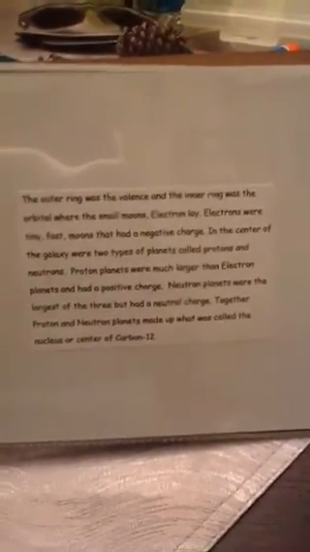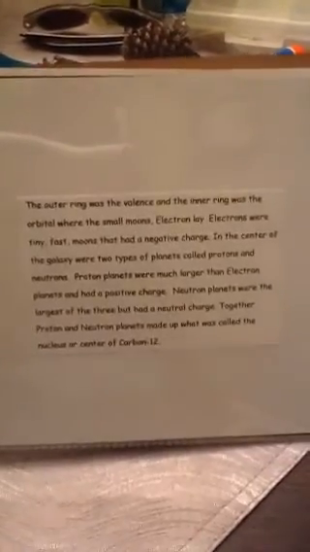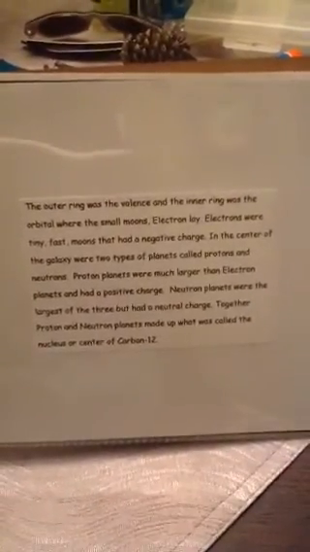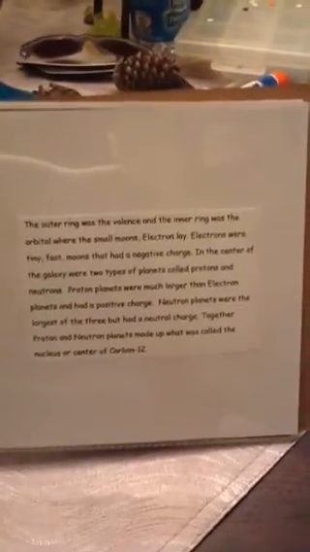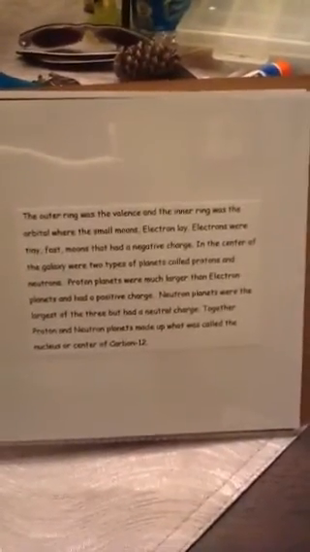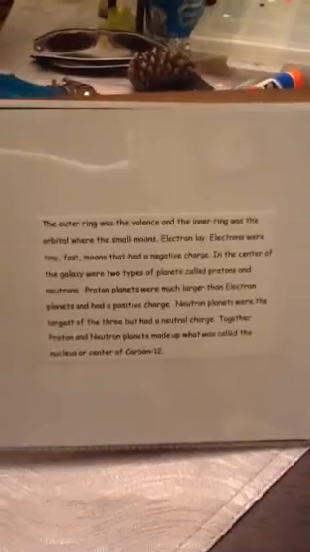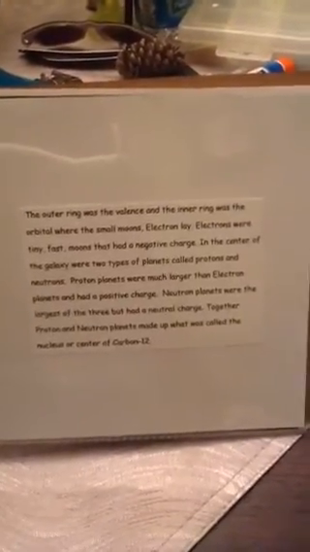In the center of the galaxy were two types of planets called protons and neutrons. Proton planets are much larger than electron planets and had a positive charge. Neutron planets were the largest of the three, but had a neutral charge. Together, proton and neutron planets made up what was called the nucleus, or center of Carbon-12.